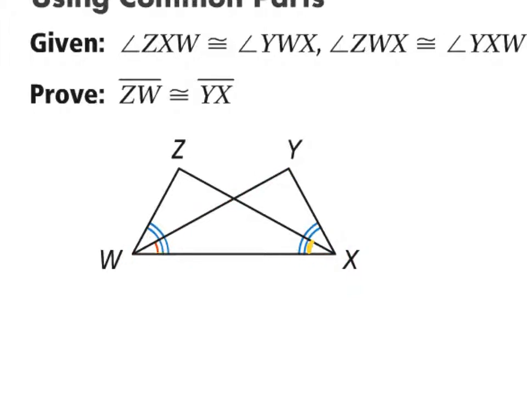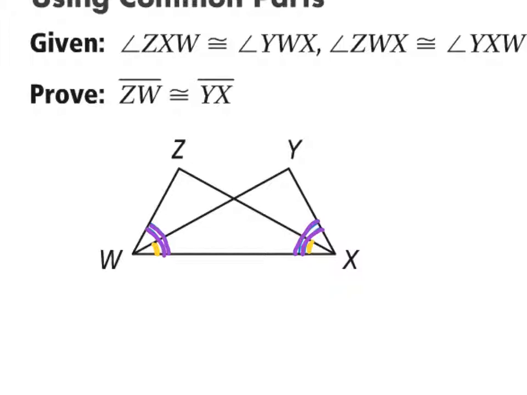YWX. So that is this angle down here. So those two angles are congruent. All right, they're also saying that angle ZWX, let's look at that one here. ZWX, so that's this angle, is congruent to angle YXW. YXW. This angle right here. So that's what's given to us.